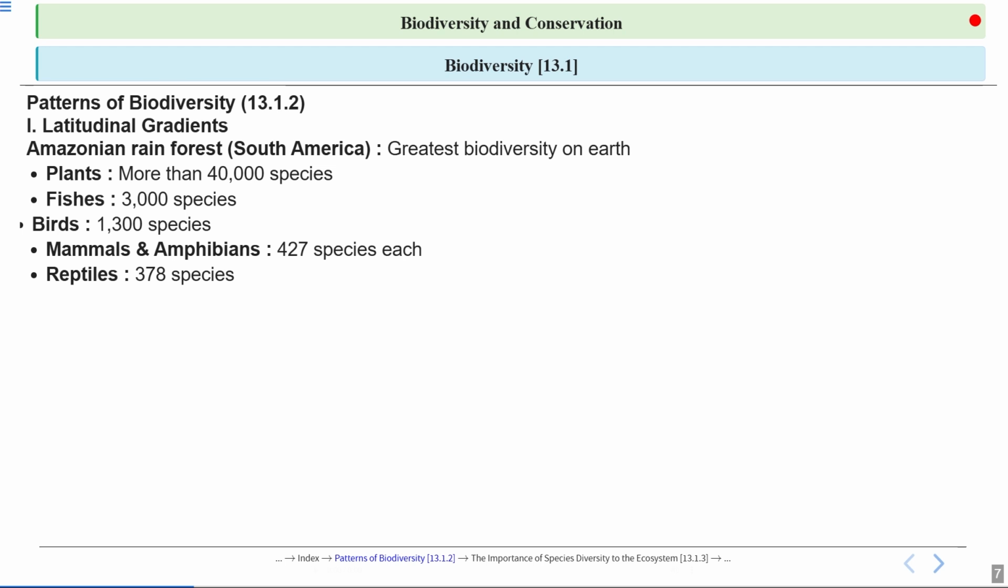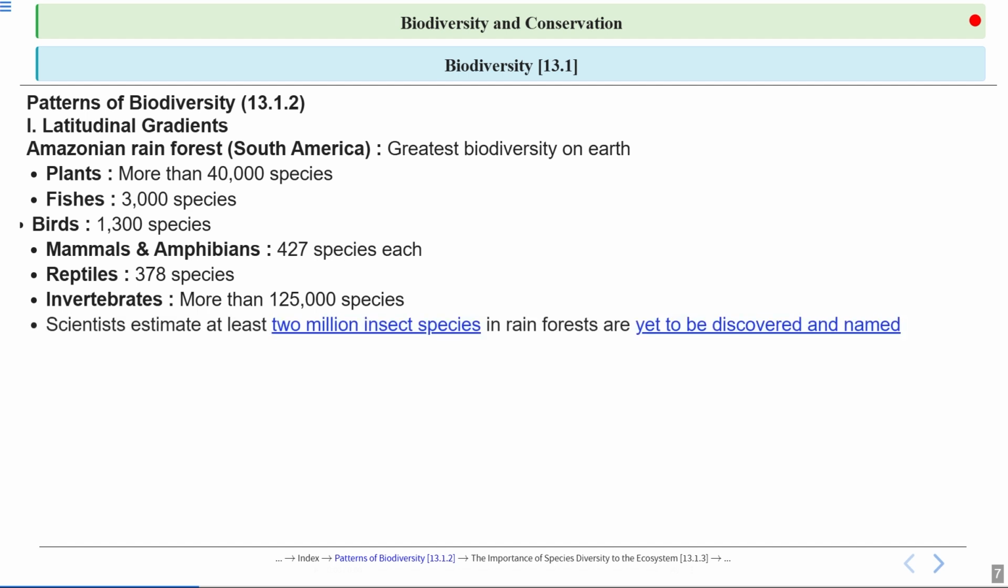From snakes to lizards and turtles, each reptile has adapted to survive in this lush environment provided by the Amazonian rainforest. Let's talk about invertebrates. There are more than 125,000 species of invertebrates. It is a widely held scientific perspective that a vast number of insect species in tropical rainforests, potentially millions, remain undiscovered and unnamed.